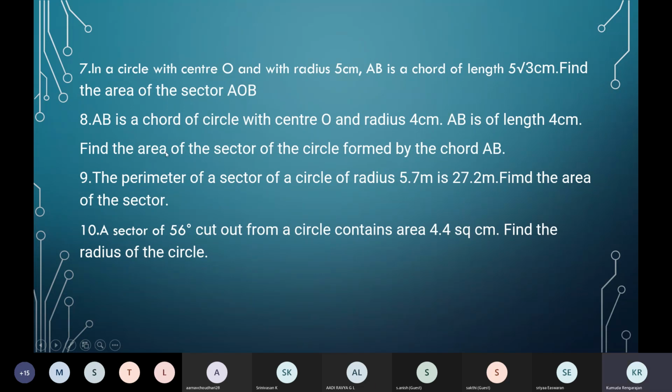Yes, what's the answer for the 8th one? What's the area of the sector? 8.380, ma'am. All right, let's check. What about the 9th one? The perimeter is given. Find the area of the sector. 45.30, ma'am.